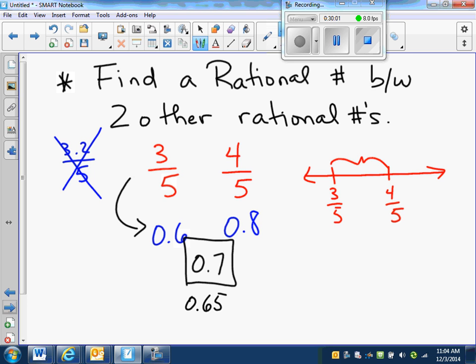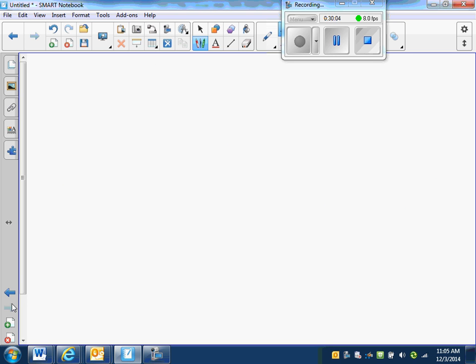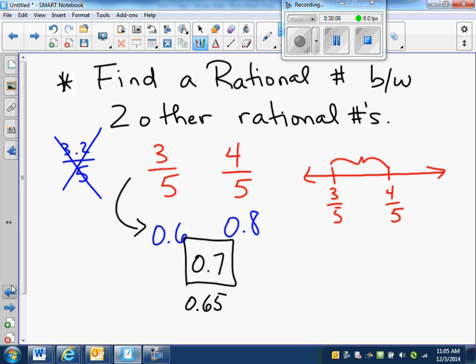But math is all about more options. You guys still want a little time to write that down or something? Okay. So converting to decimal form, I'll just write that right out as an option. Convert.